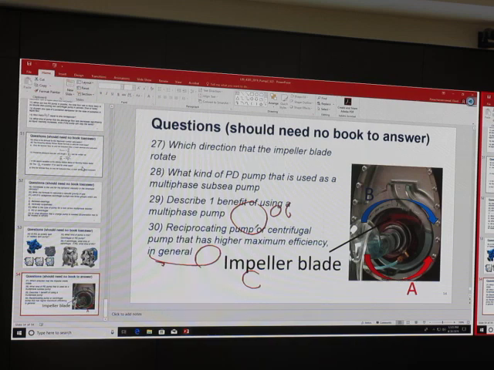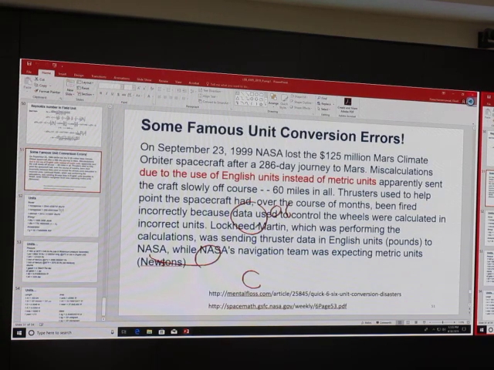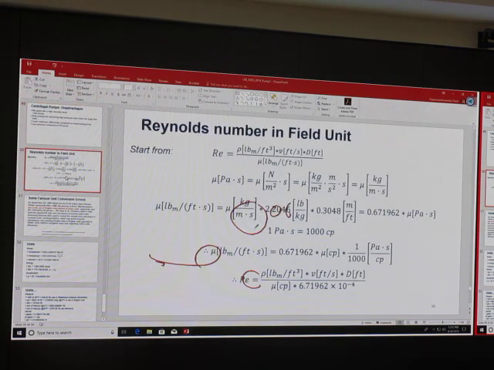What is self-priming? You know that, right? Self-priming pump requires some liquid inside. Otherwise, it doesn't work. This is about unit conversion.